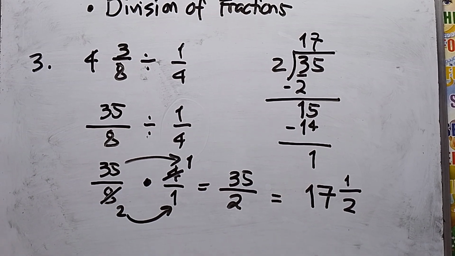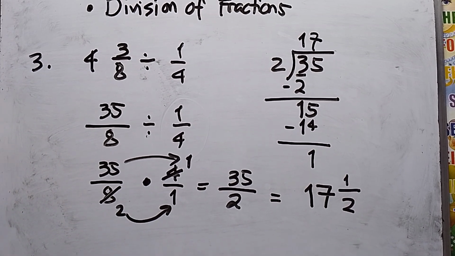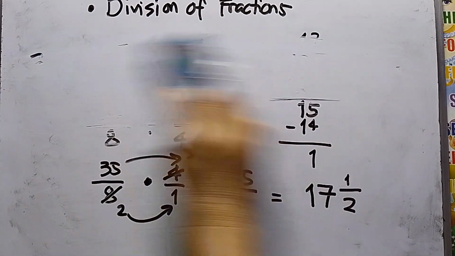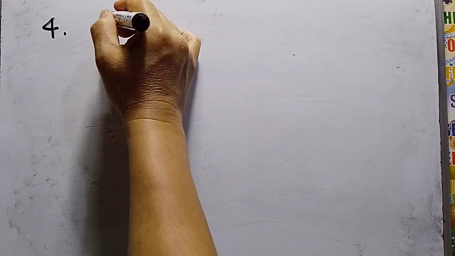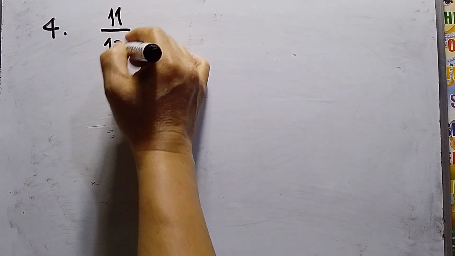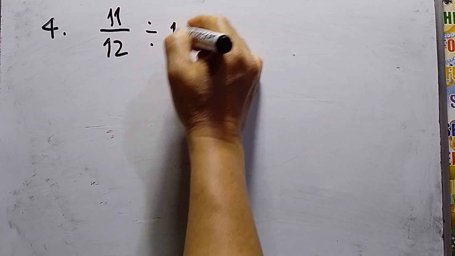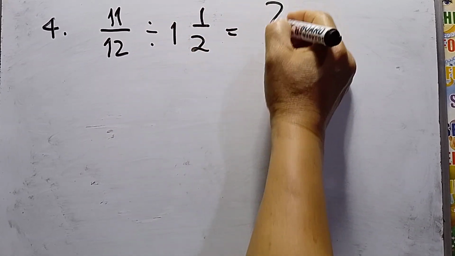Now let us have your challenge today. So number 4 is yours. 11 over 12 divided by 1 and 1 over 2. That's all.